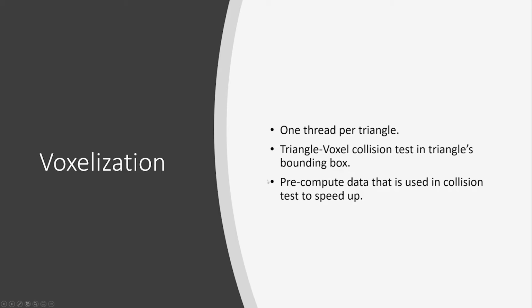For voxelization, which is the process of creating voxels, I launch one thread per triangle, and I conduct a triangle-voxel collision test in the triangle's bounding box. I also use pre-computed data that will be used in the collision test to speed it up.